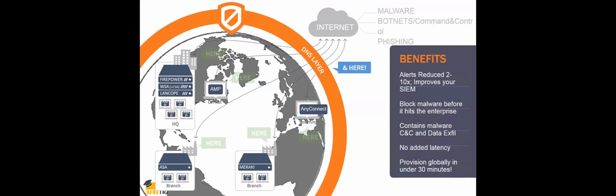Okay, so now the next one we are going to see is the deployment. So far we have seen what DNS is, what OpenDNS is, what Cisco Umbrella is, and what kind of key features it has. And now we are coming to the deployment, where you can understand this product much more clearly.